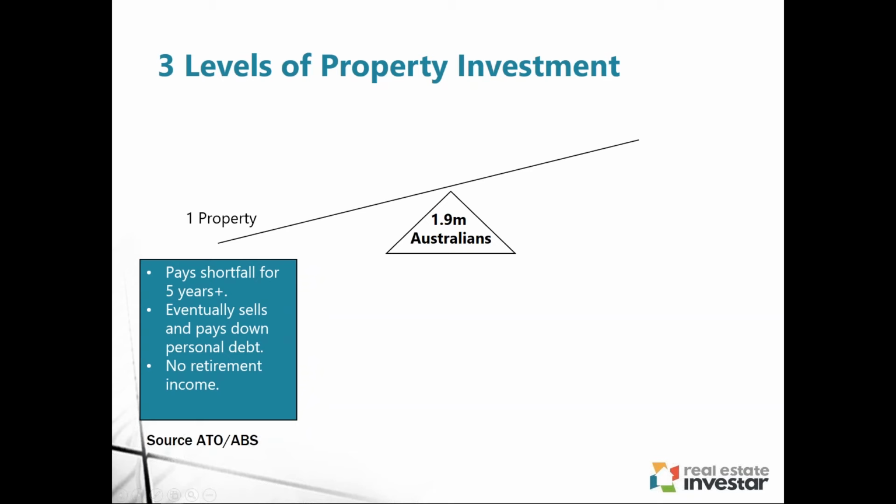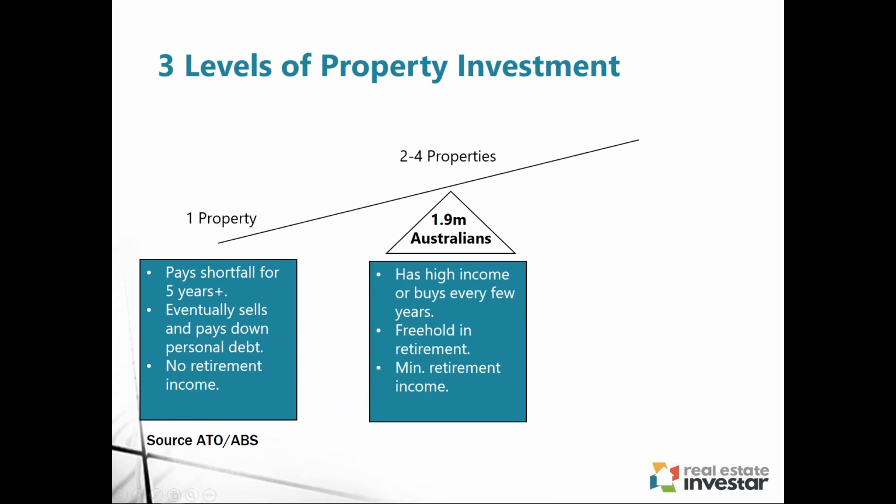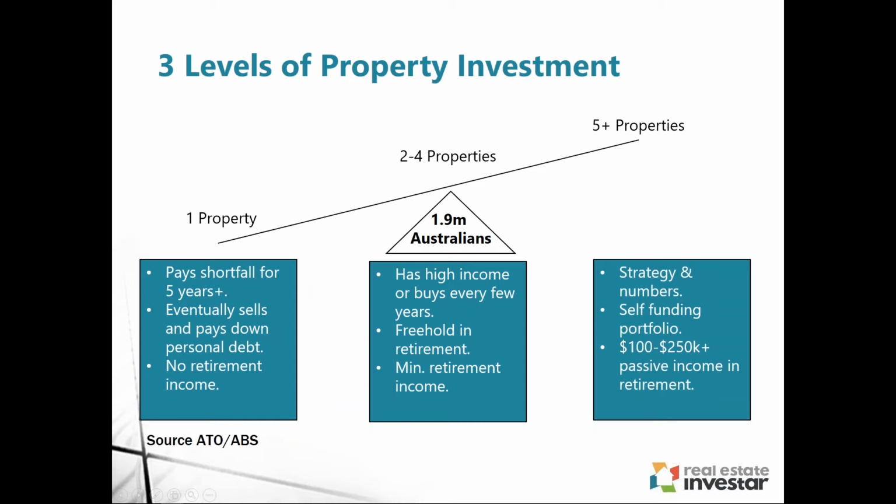We then have those investors who have 2 to 4 properties. They're usually people who perhaps have high income. They may have a couple of negatively geared properties to help reduce their tax. And then when it comes to retirement, if they've got 4 properties, they may sell down 2, pay off the debt on the other 2, and then they've got a couple of assets with some minimum retirement passive income coming in. Then we have those who are in the 5+ category. They're all about strategies and numbers. They essentially treat property investing like a business, and they have the ability to choose when they want to retire. They've got a portfolio that's fully balanced and generating passive income of anywhere between $100,000 to $250,000 from the rent.